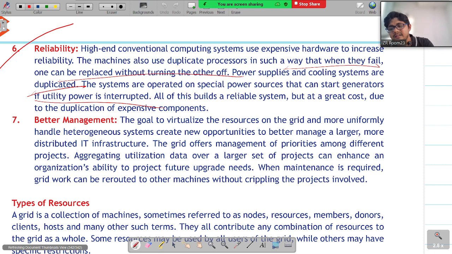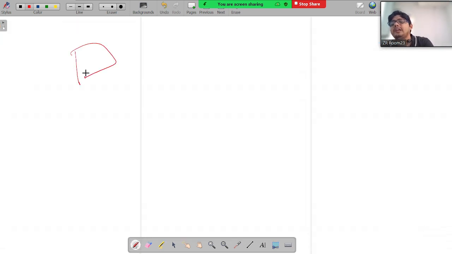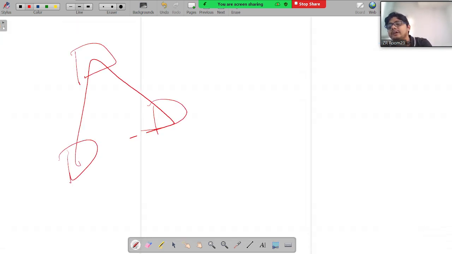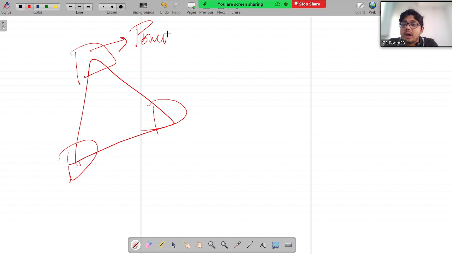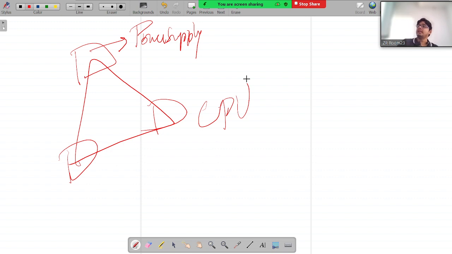Simple again. Now I am drawing a grid of only 3 computers. Am I correct? You will understand now. Now listen. This computer has an extra power supply. Extra means having 2 power supplies. This computer has an extra CPU. There can be 2-3 CPUs in one computer. This computer has extra RAM.